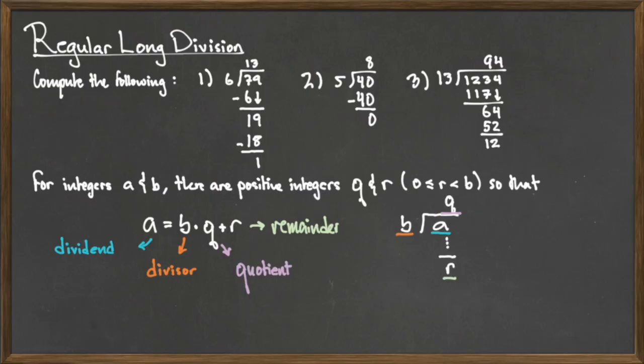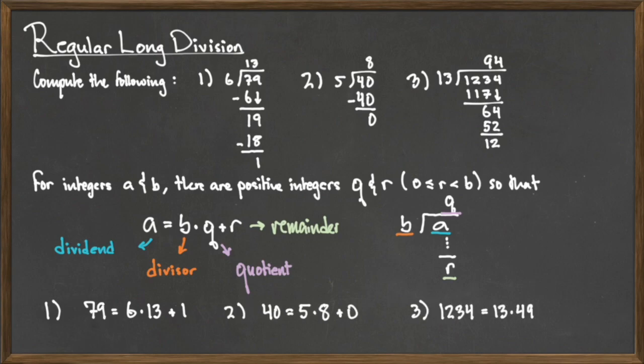And when we have this representation, we can take the three division problems that we did at the top of the board and rewrite them. I can write 79 as 6 times 13 plus 1, I can write 40 as 8 times 5 plus 1, and I can write 1234 as 13 times 49 plus 12. So using the terminology with the first example, 79 was the dividend, 16 was the divisor, the thing that it's dividing into the dividend, 13, the number that produced up top, is the quotient, and 1, the number that got produced at the bottom, is the remainder.